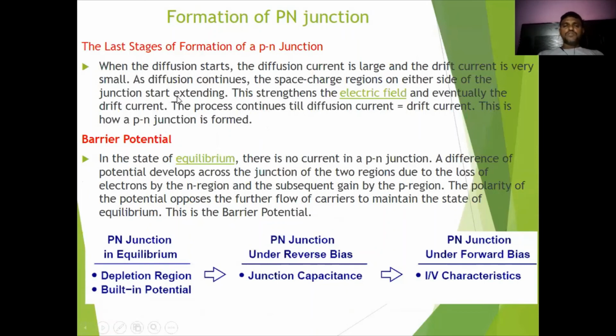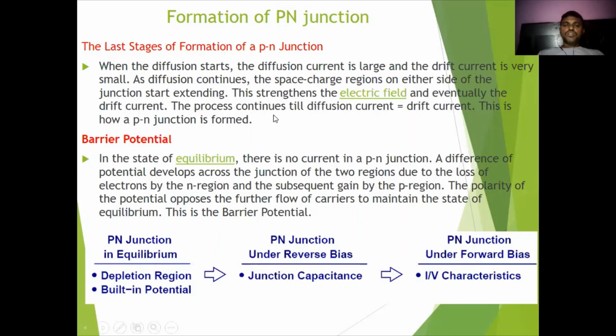That means more holes and electrons are moving from p type to n type and n type to p type. Then more space charge region will be formed. That space charge region, or depletion region, is extended and more electric field will be generated. With more electric field, more minority carriers will move from p type to n type and n type to p type. Then that will increase the drift current.